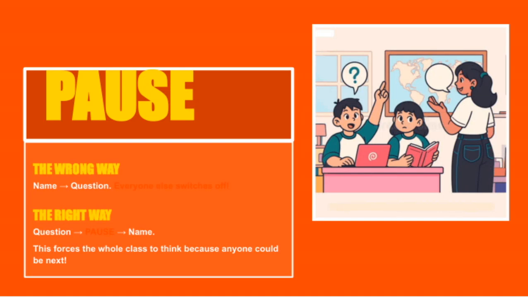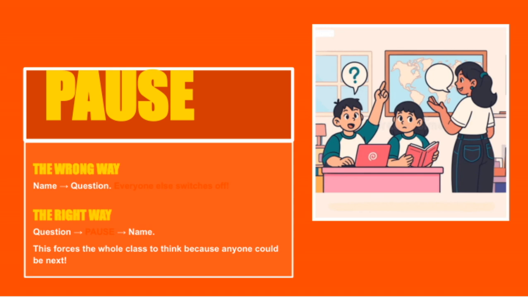This slide highlights a crucial point about how we engage with each other during discussions or classroom interactions. When I say, "This forces the whole class to think because anyone could be next," I mean that by posing a question and then pausing, we're creating a moment where everyone feels the pressure and the opportunity to contribute. It keeps everyone alert and encourages participation.